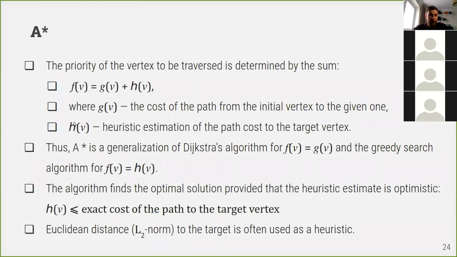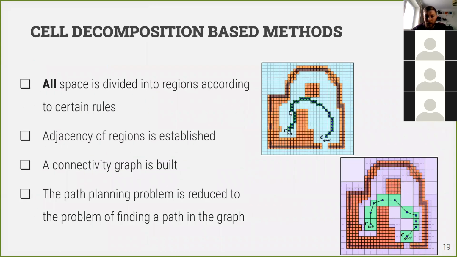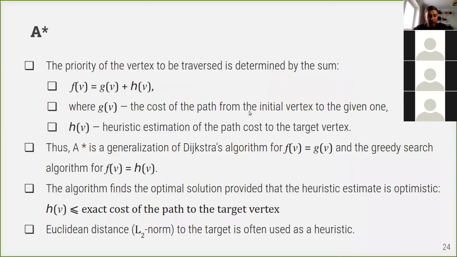And H is a heuristic estimation of the path cost to the target vertex. So again, if we're considering now this cell, we have to know the cost of moving from this cell to the goal cell. And this is our additional heuristic. And it is kind of logical that the cost of this cell consists of two parts: the cost of moving from the initial state and the cost of moving from this state to the goal one. But this is not the real cost. This is just an estimation, just a heuristic.